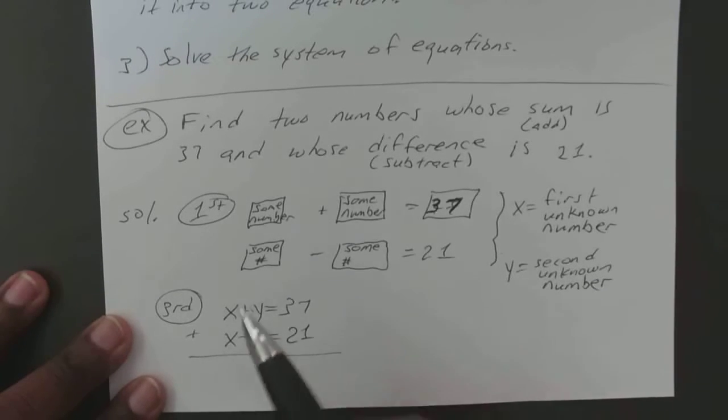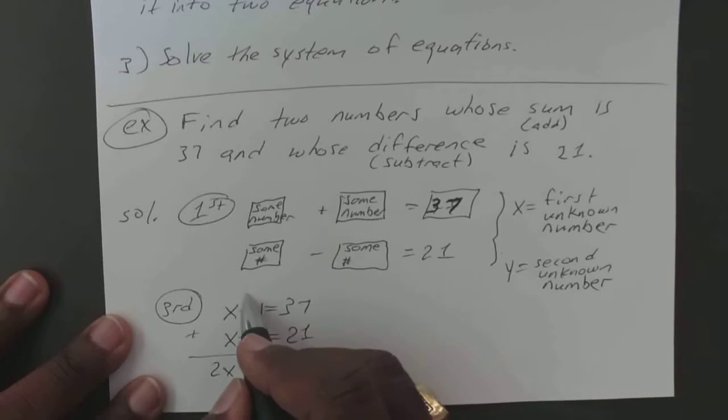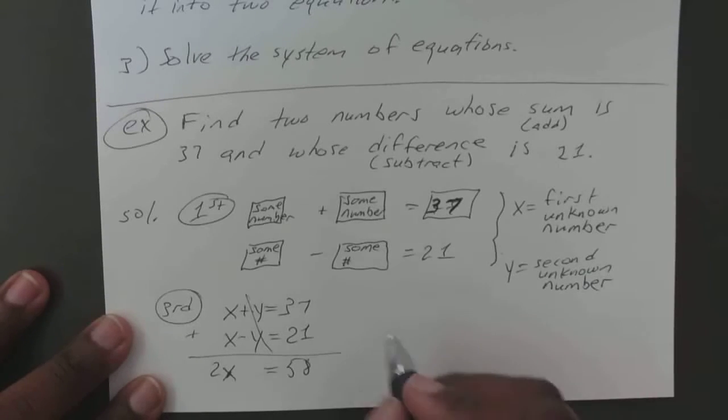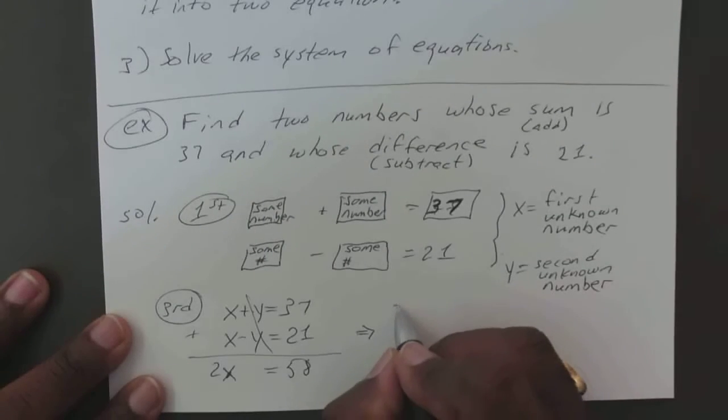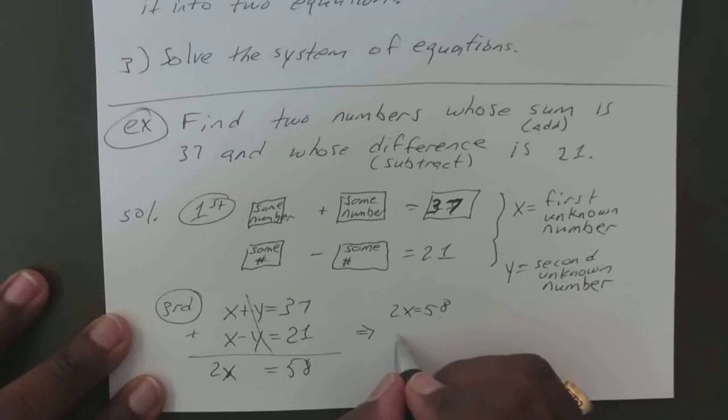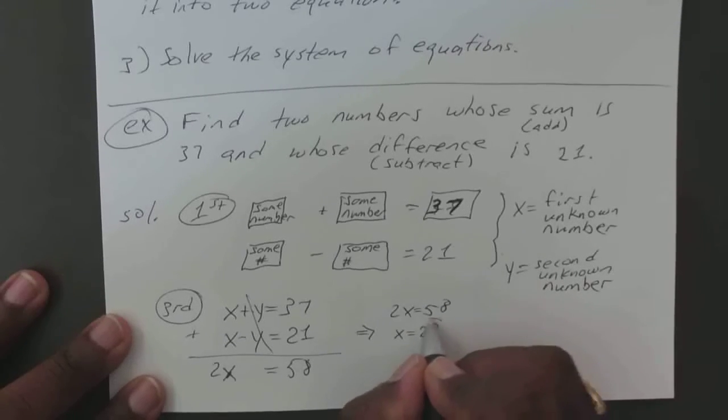Okay, so x plus x is 2x. Okay, positive y plus negative y. Y minus y is 0, so those cancel out exactly like we want it. Okay, and 37 plus 21, 7 plus 1 is 8, 3 plus 2 is 5, is 58. Okay, so we know that 2x equals 58, divide both sides by 2, we get x equals 29.